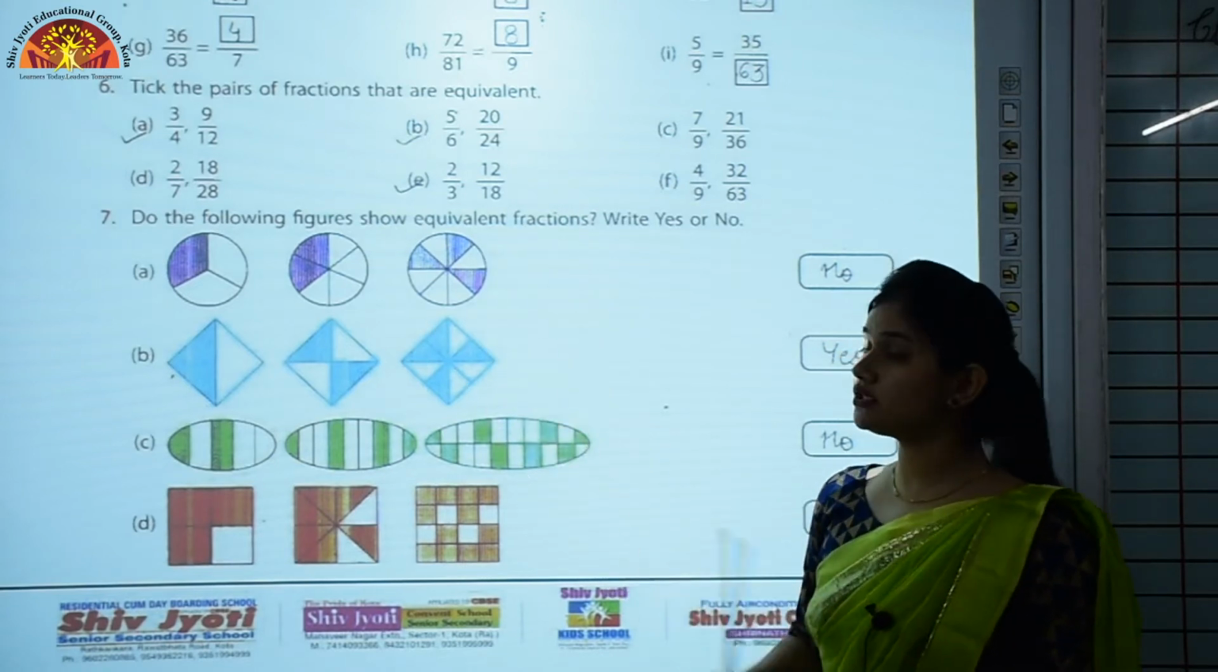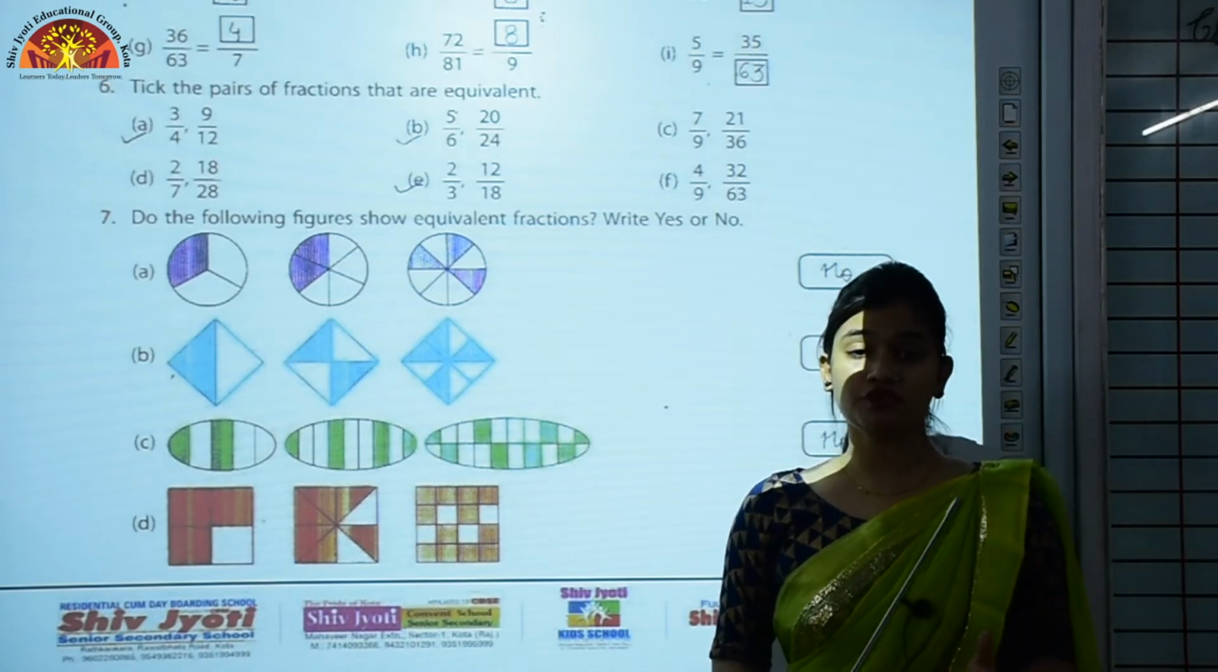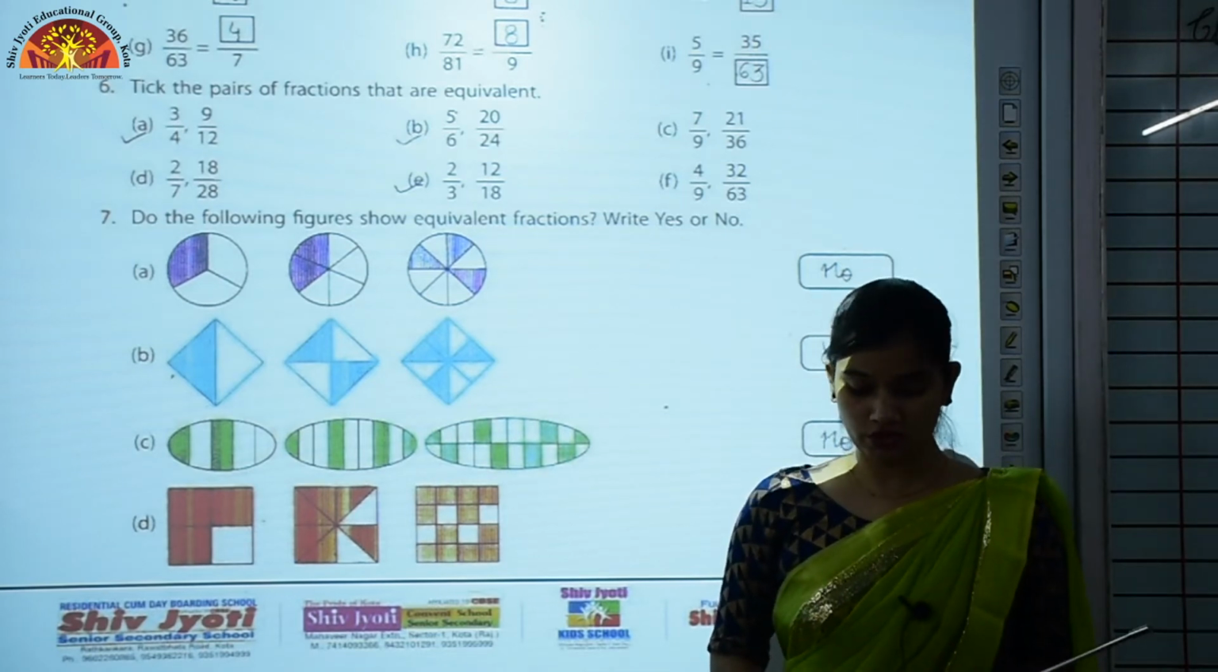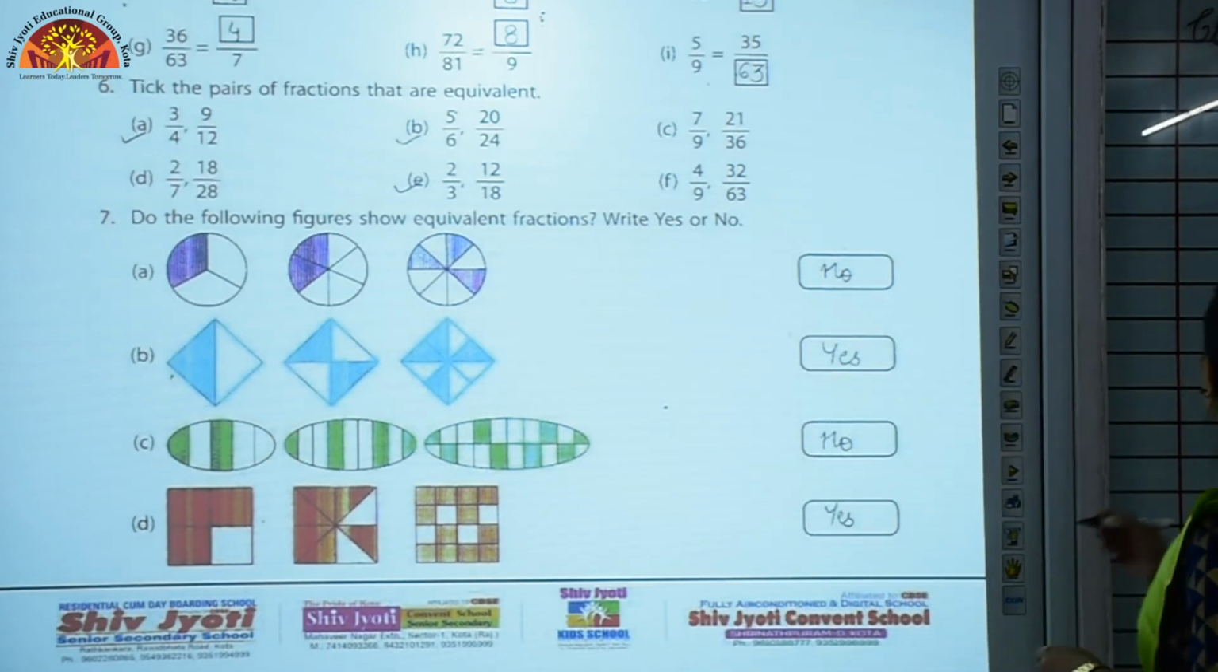So question number 6 is: take the pairs of fractions that are equivalent. Now in this question you can see two fractions are given and you have to check whether these fractions are equivalent or not. Okay, so how can you check whether two fractions are equivalent or not? So just look here, question 6.